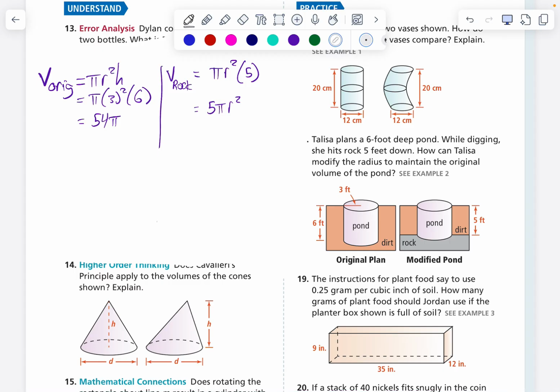And then just solve for r. That's all. So set equal 54 pi equals 5 pi r squared. Well, the pi's cancel. This is one nice thing about not multiplying by pi. It saves you a step, but also here it's really easy to just get rid of pi. Okay, so now we have 54 equals 5r squared. How do we solve for r with that?